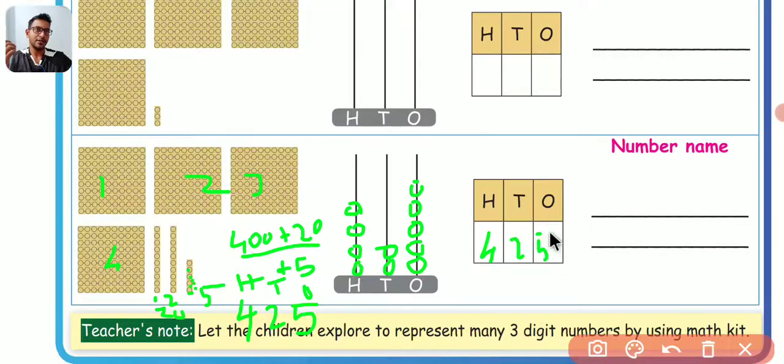Here you have to write 425. F-O-U-R 400, H-U-N-D-R-E-D 100, and A-N-D, and 5, F-I-V-E 5. Here you have to write the number name.